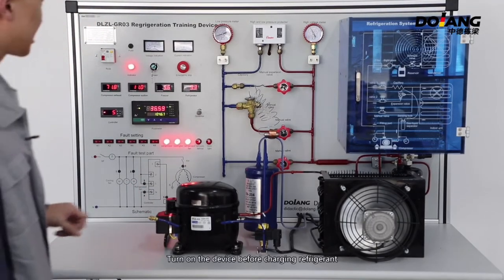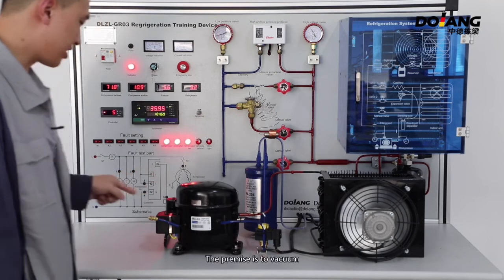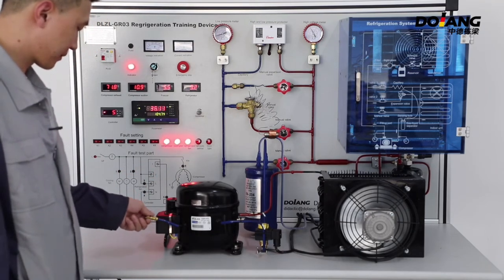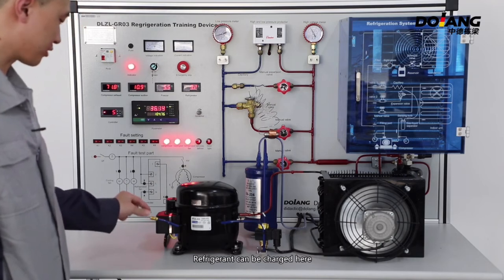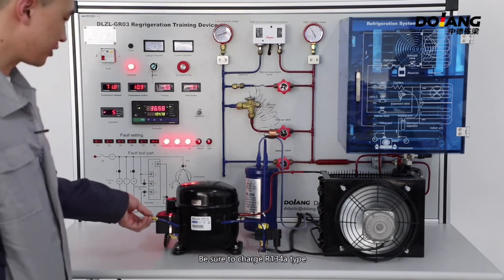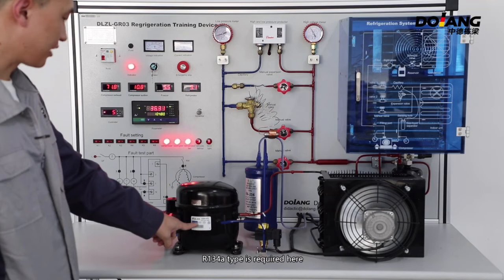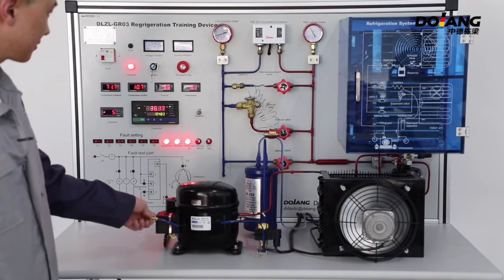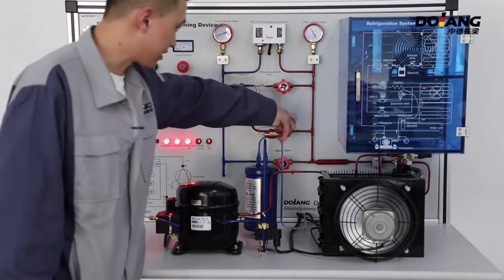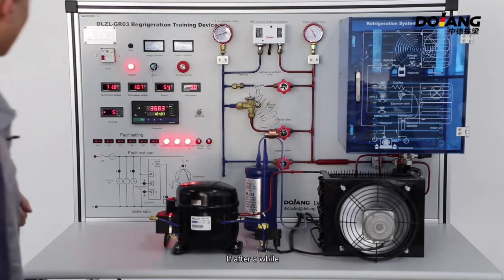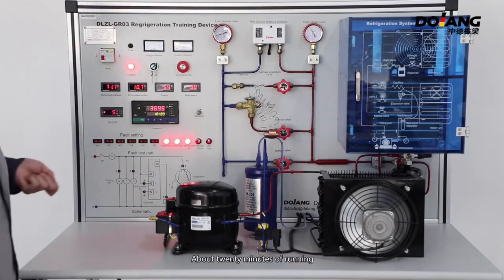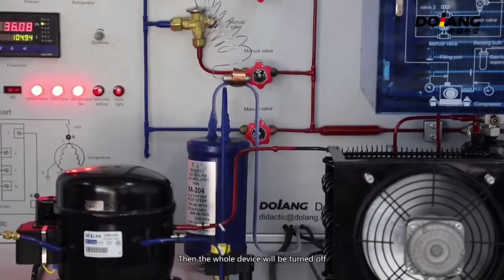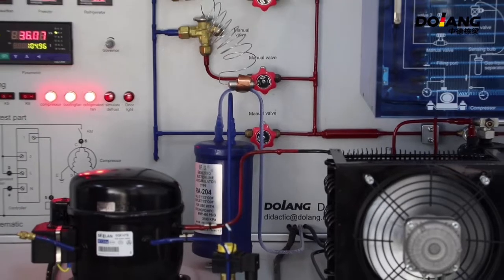Turn on the device before charging refrigerant. The premise is to vacuum first. This can be unscrewed. Refrigerant can be charged here. Be sure to charge R134a type. Don't charge with the wrong type. If after well above 20 minutes of running, the temperature will become 0, then the whole device will be turned off.